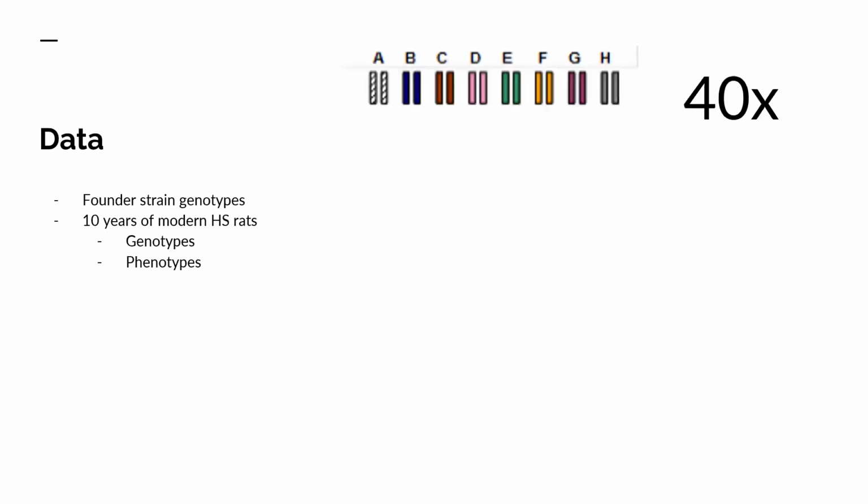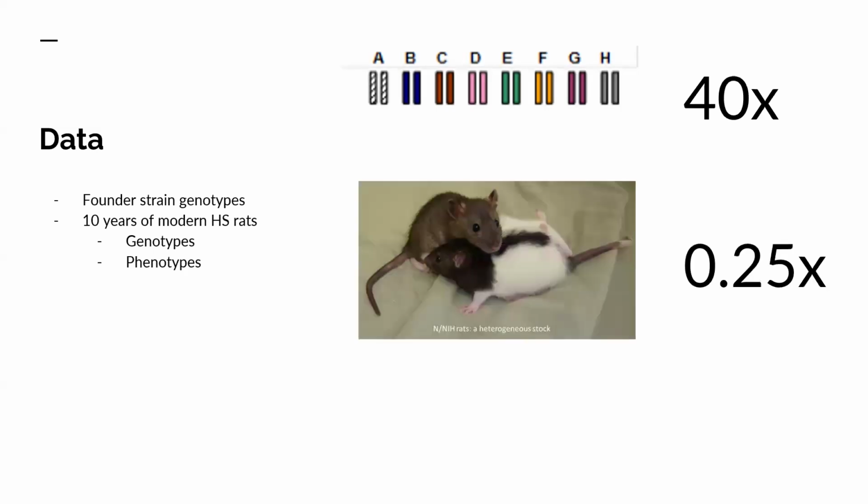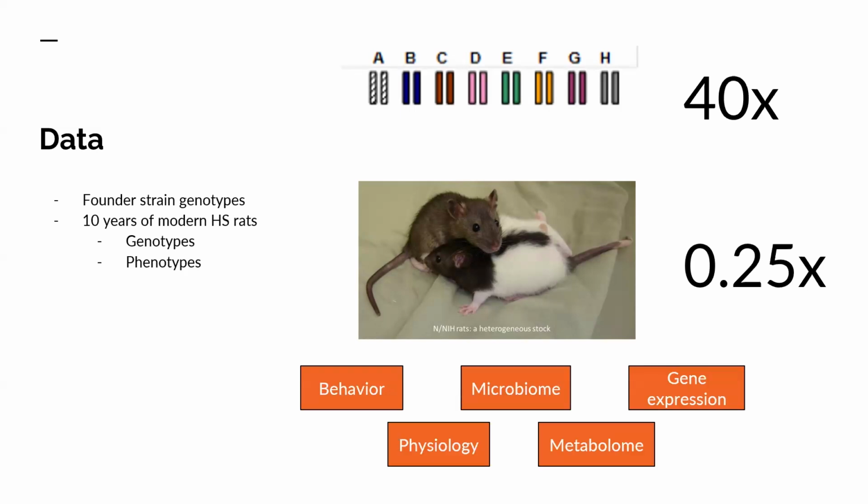What I have is we have pretty good genotypes for the founders, 40x coverage. We have pretty sucky genotypes for the HS rats. They're 0.25 coverage. But it's good enough. And then we have a bunch of random phenotypes, which were usually collected from different rats, but there's like 4,000 or 5,000 of these things. Most of them are metabolites. But we also have a bunch of behavioral traits like how addicted they are to cocaine and whatnot.